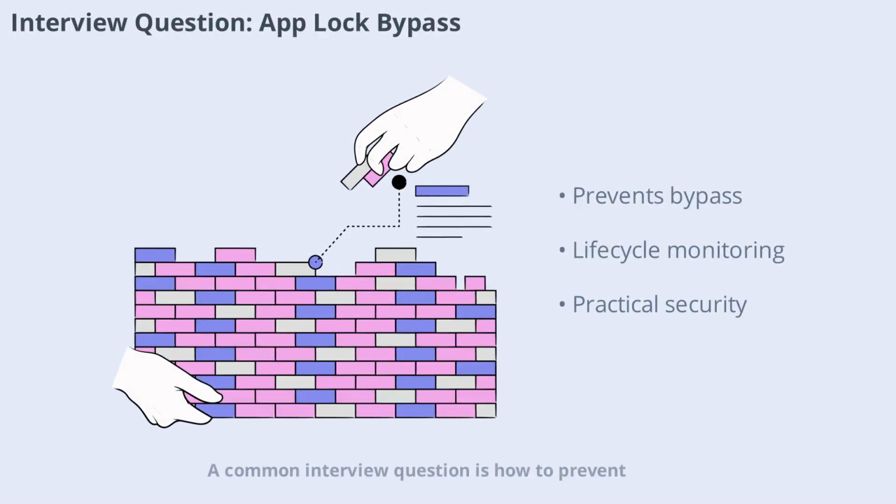A common interview question is how to prevent app lock bypass via recent tasks or screenshots. The answer is to use FLAG_SECURE on all sensitive screens and monitor the app's lifecycle to trigger app lock whenever necessary. This demonstrates your understanding of both technical and practical security measures.